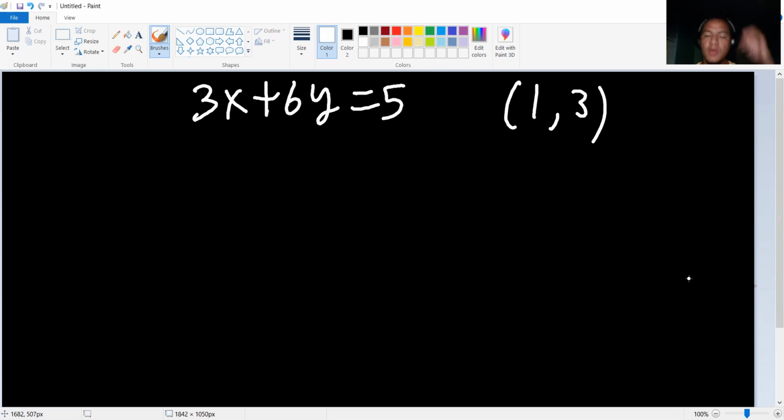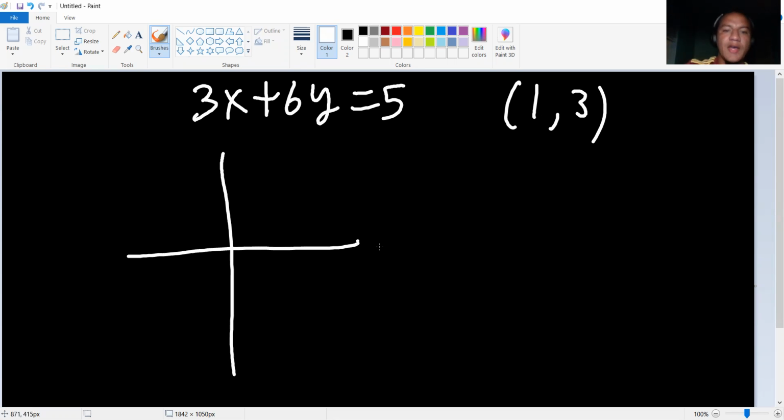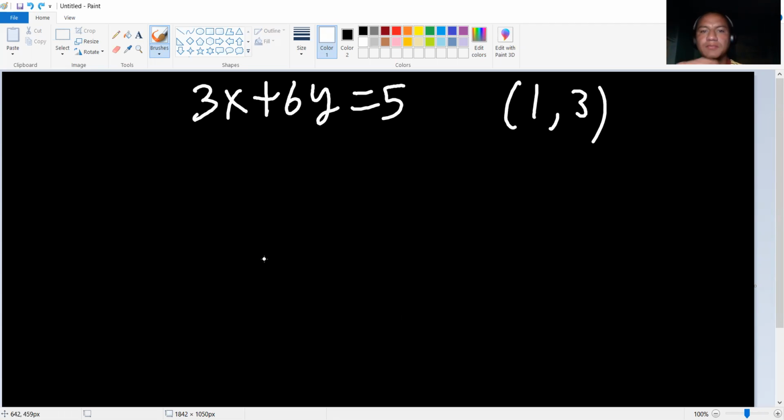Okay. Most people don't know that this is actually a line, but it is a line. It's just not in the way that we expect. It is a line because you have the typical x and y. And for example, you plug in x is 1, then you get 3 plus 6y equals 5. You solve for y, you get some number. And you keep doing that for 2 and 3 and 4. And you'll find out that it's a line.